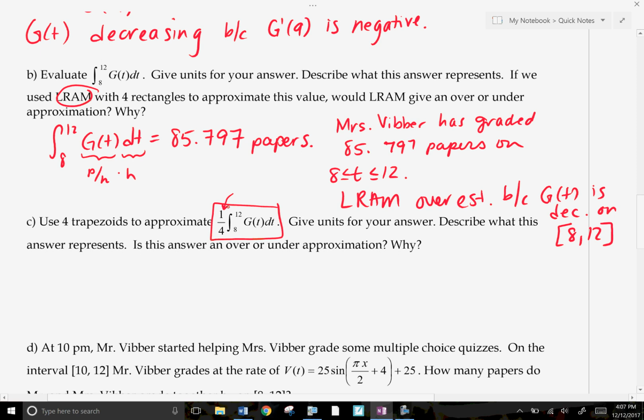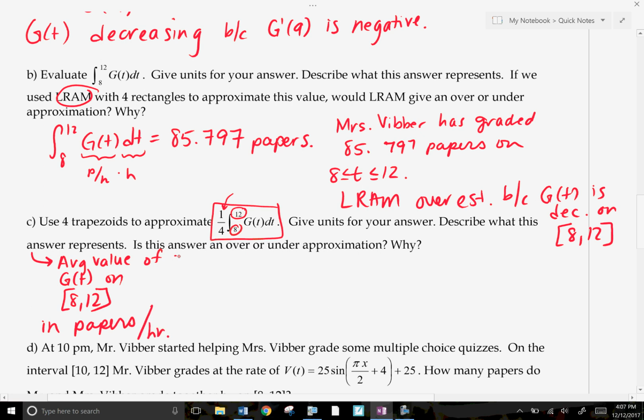Average value. Who said that? Oh, it was me. It's average value. This 1/4 is the width of the interval. So describe what this answer represents. This is the average value of g of t on the interval from 8 to 12. Well, if this is the average value of g of t, it should have g of t's units. So this would be in papers per hour.